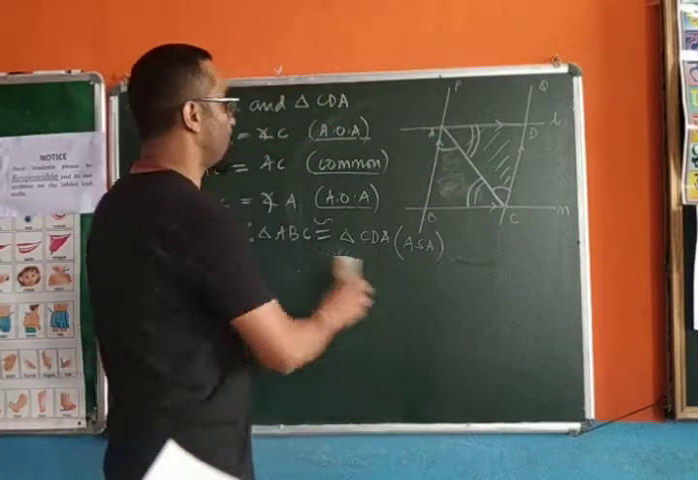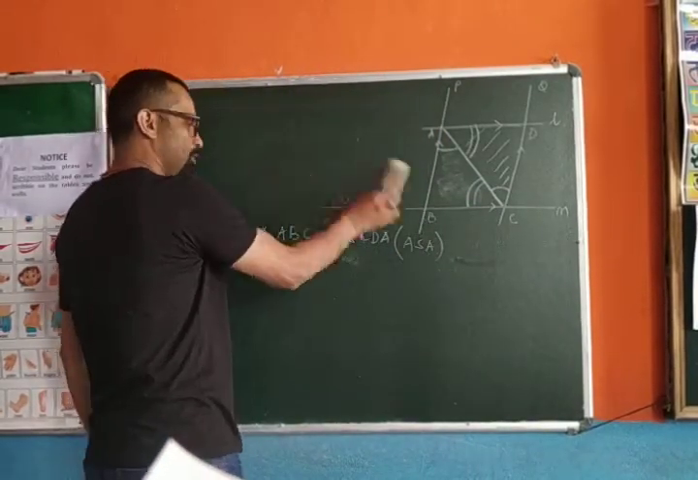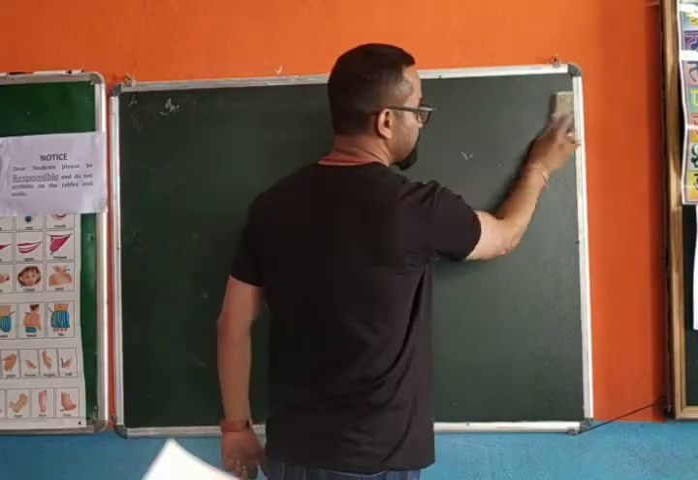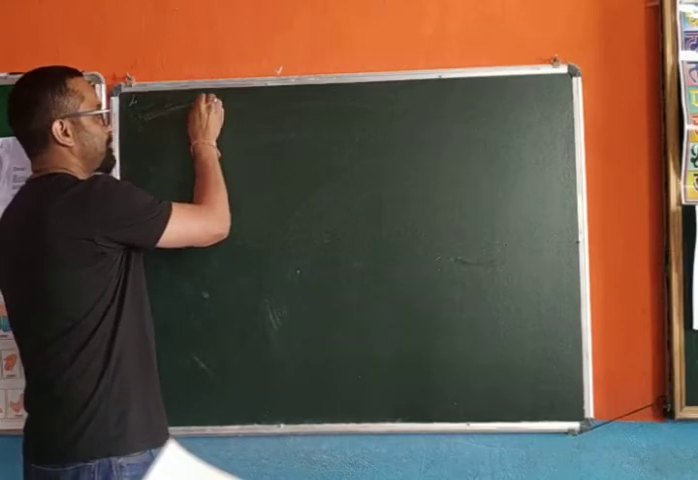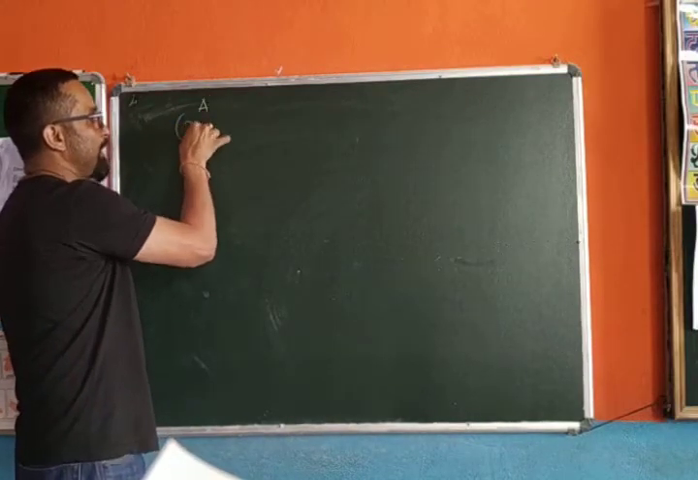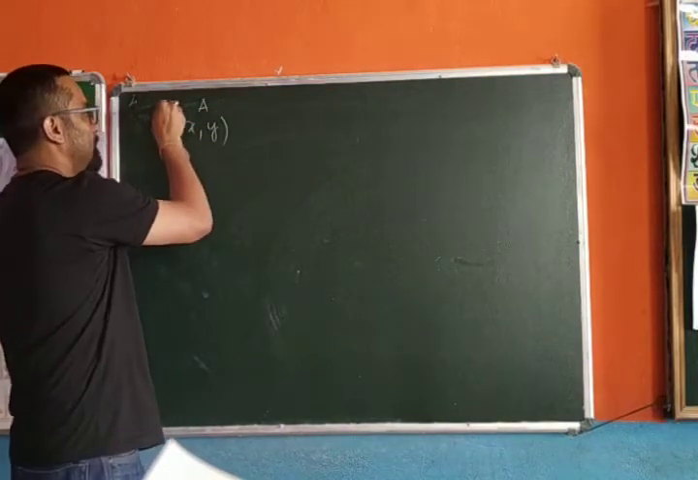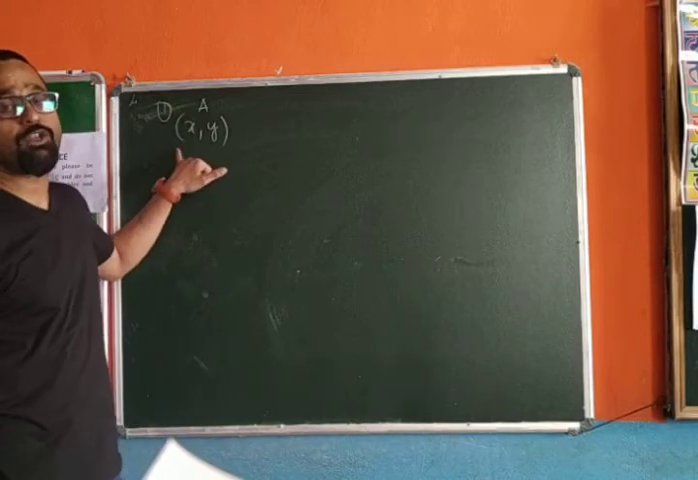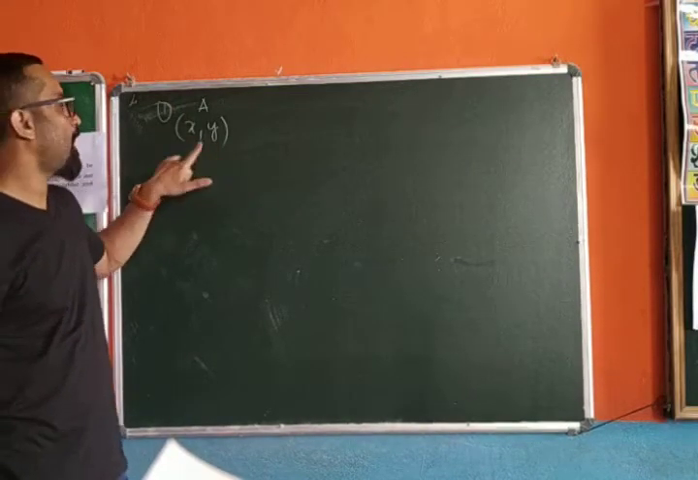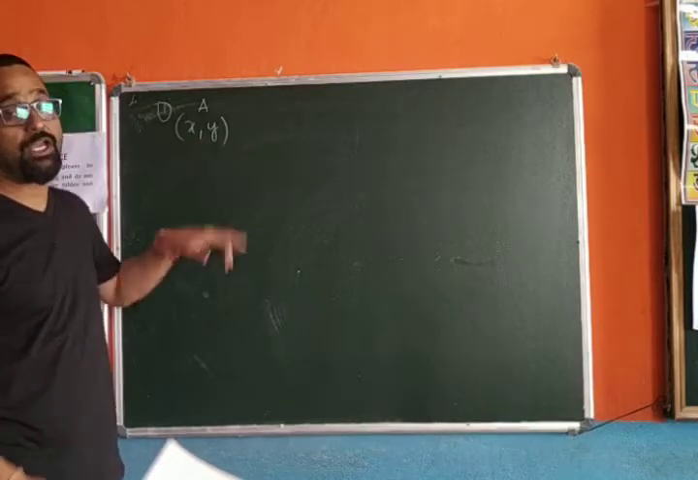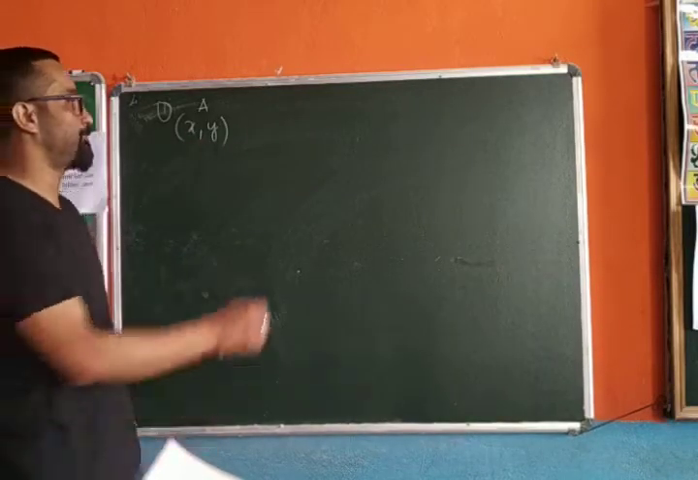I'm discussing those formulae again. Consider a point A whose coordinates are x, y. X is called abscissa, y is called ordinate, and together x and y we call it coordinate.